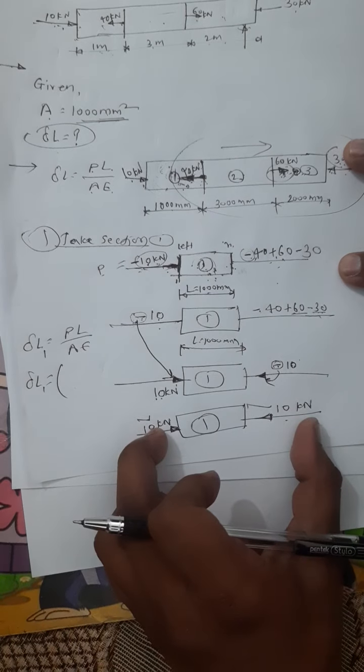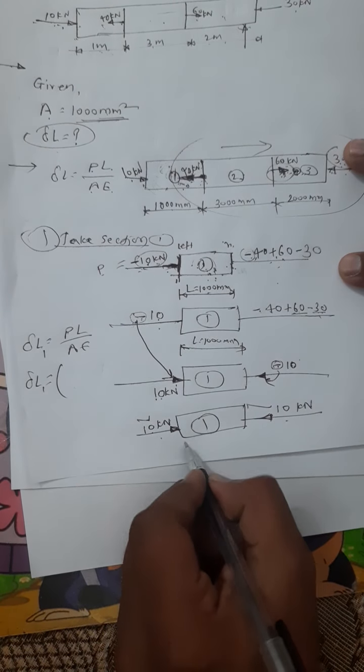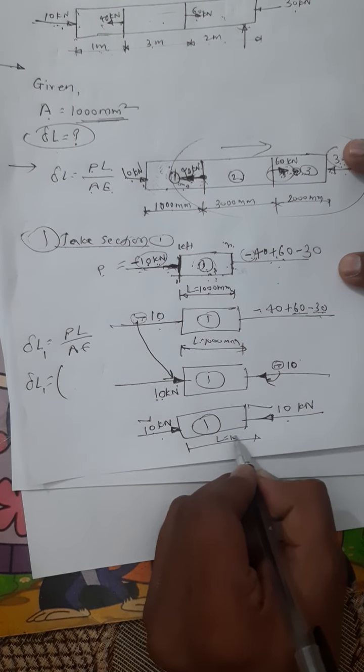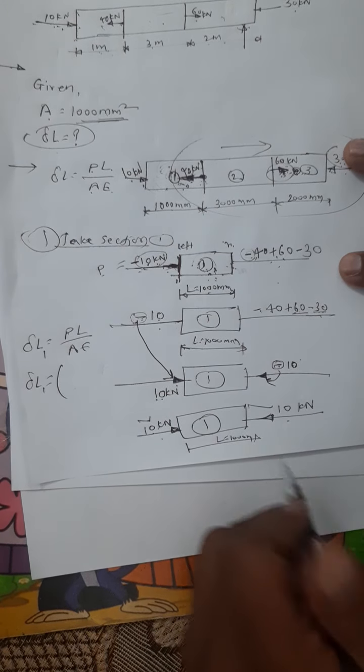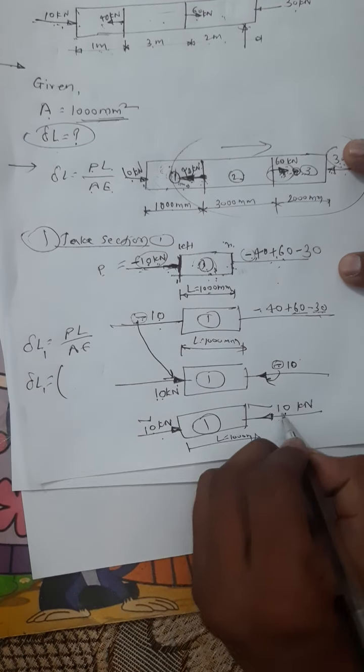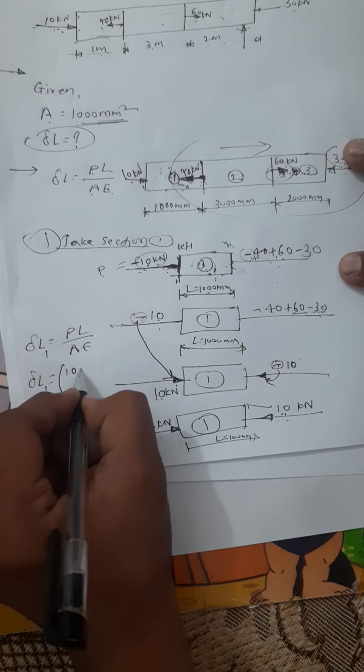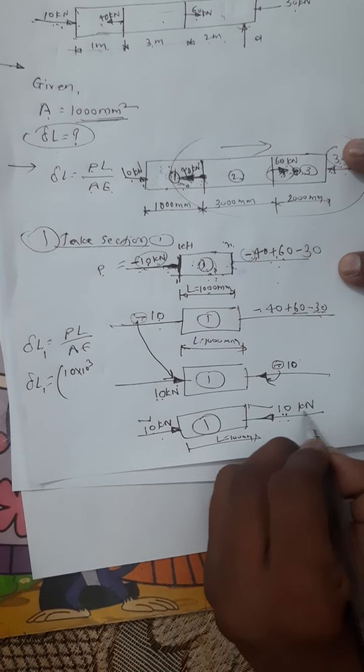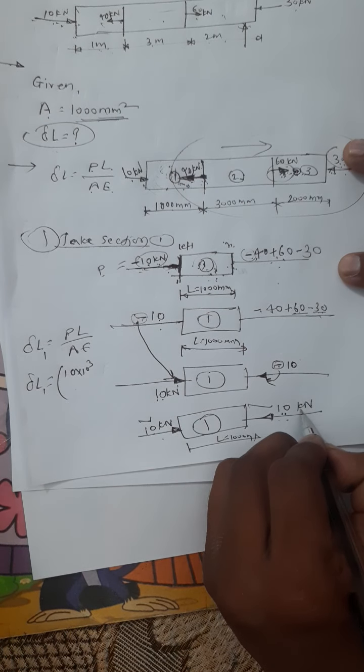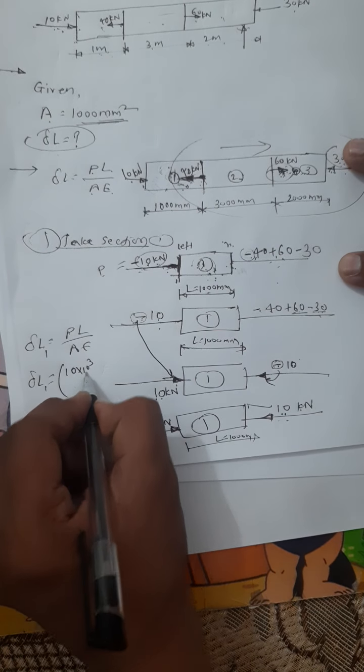Yes, this is what force, and this is what length: 1000 mm for the first section. So P is how much? 10 kilonewton. Kilo means K, having value 10 raised to 3. So 10 K, having value 10 raised to 3.